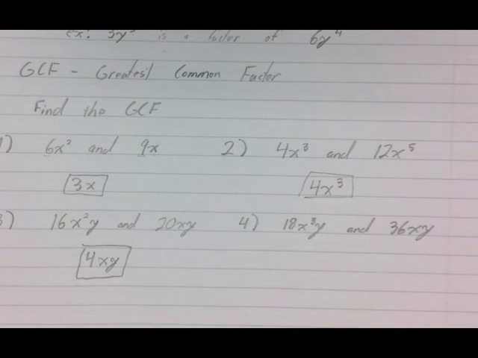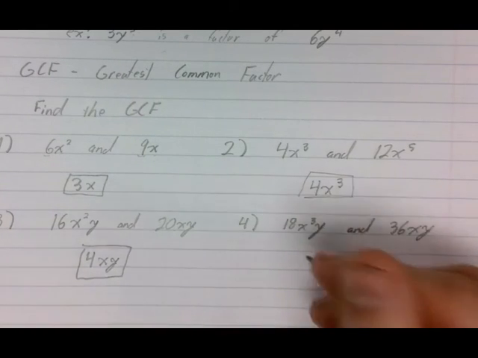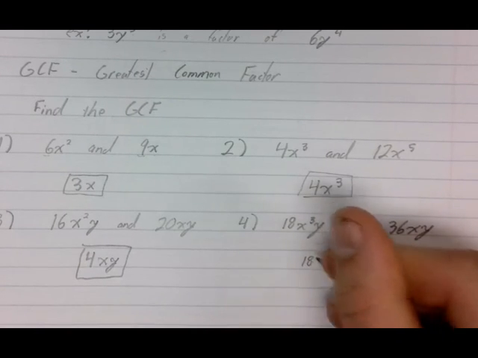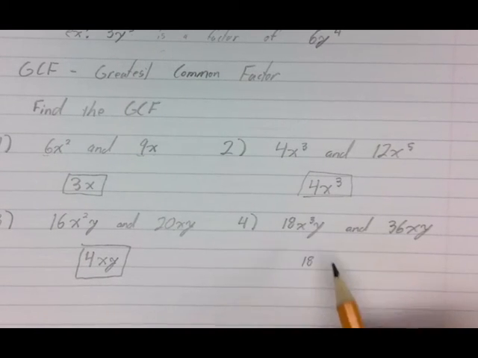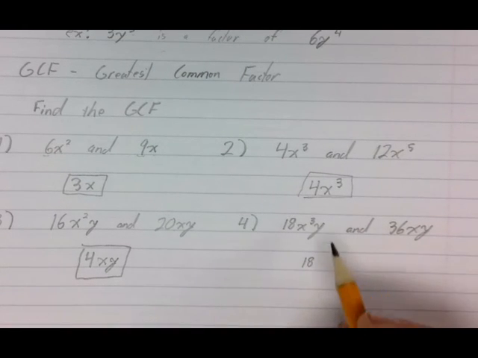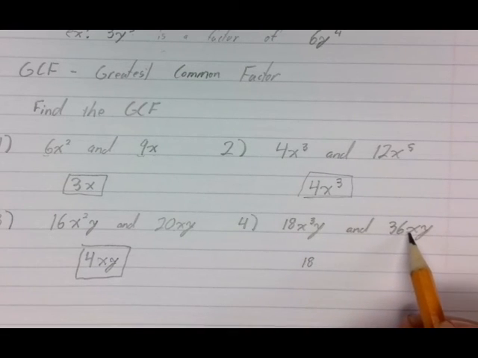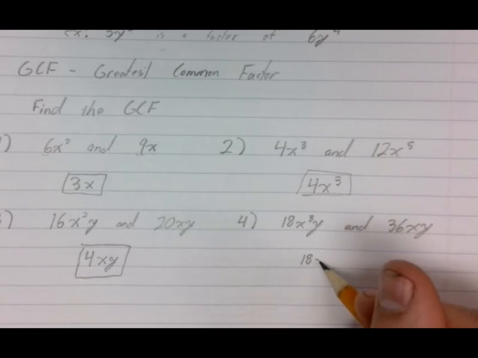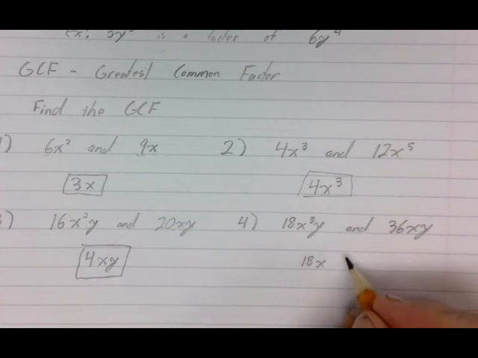They're both even, so they both have a factor of 2. 3 goes into both of them. So does 9. But the greatest factor that they have in common is actually 18. Okay? 18 goes into itself and 36. Okay? Then I look at the variables. This has x to the third, but this one only has an x. So they only have one x in common, and then they both have a y.